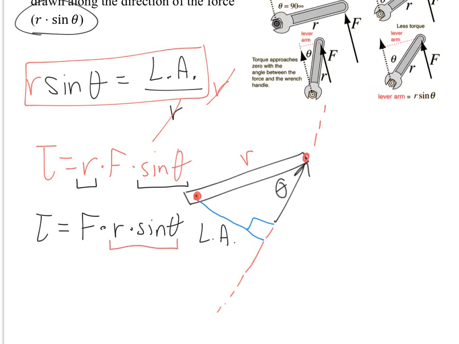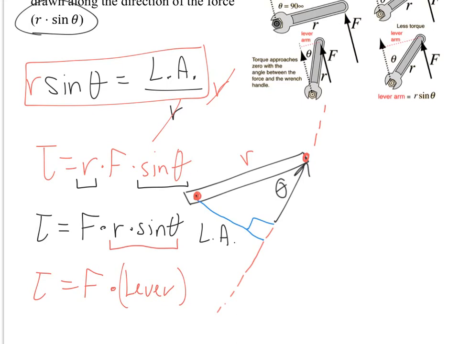Since this is defined as a lever arm, the torque acting on an object is really the force acting times the lever arm. Again, we're going to use r f sine theta, but if for some reason you know what the lever arm length is, you can use that formula as well.